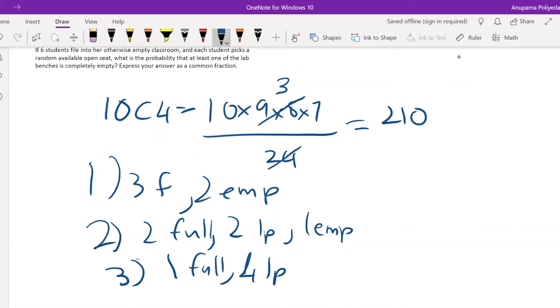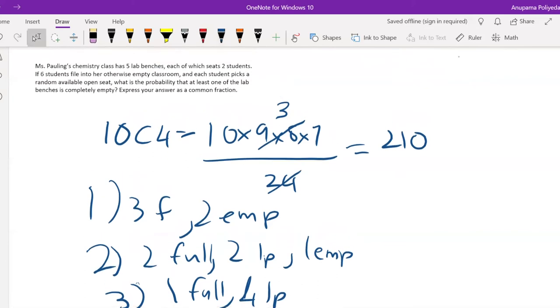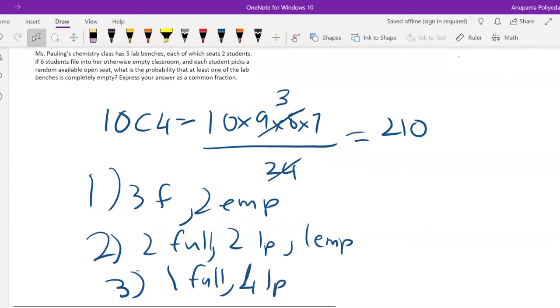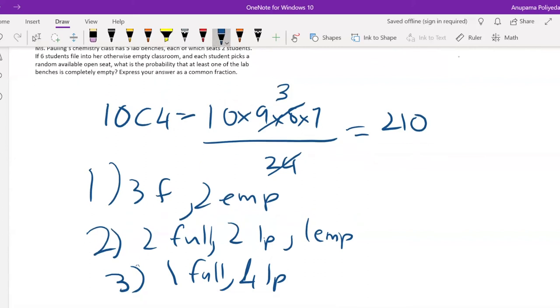And what we want is the probability that at least one bench is completely empty. So we want to find the probability of the first two. And the easiest way to do that would probably be complementary counting. That is, find the probability of the third case, what we don't want, and subtract it from 1, and we'll get what we do want.